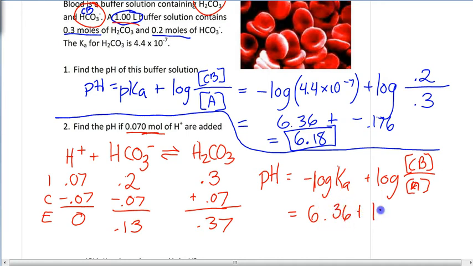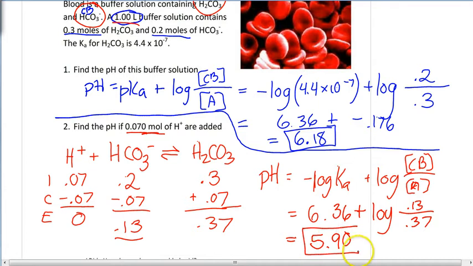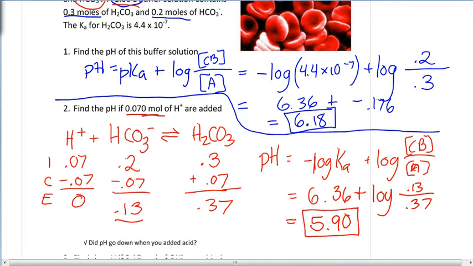And then we'll plug in, let's see, now our concentration of the conjugate base is going to be 0.13. And the acid will be 0.37. So that will turn out to be 5.90.